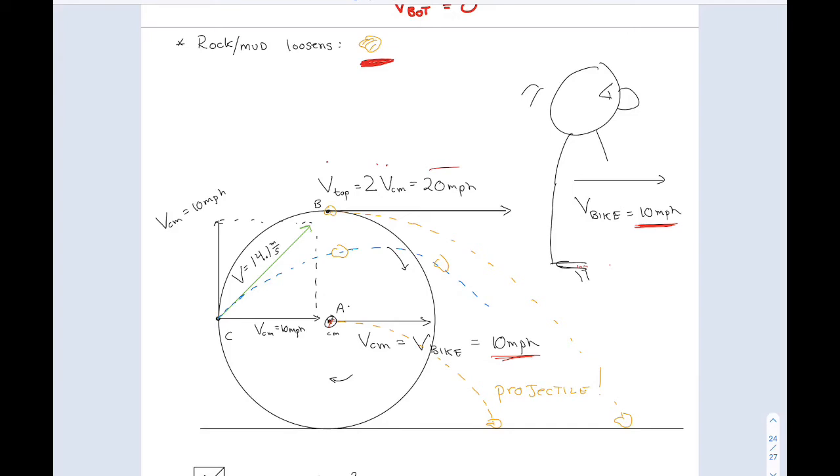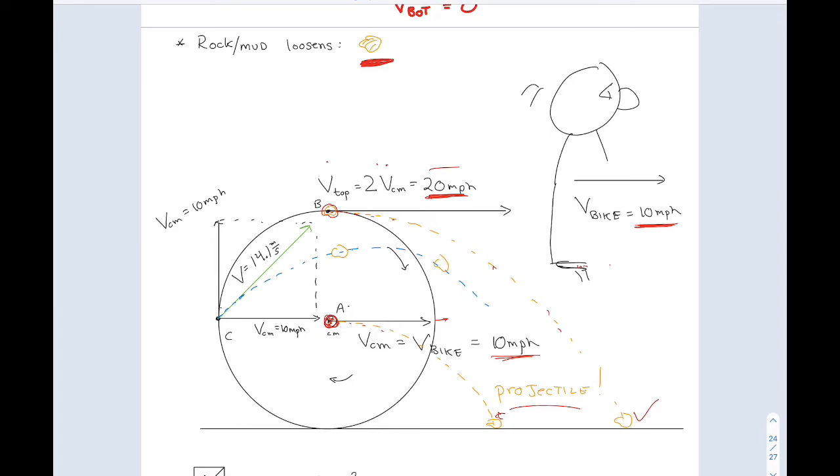If I had a chunk of mud at the axle, at the center of mass, and that mud came loose, what would be its path? Right before it came loose, it was headed to the right. So it looks like a projectile, and it would just be a parabolic path, and then hit the ground right there. Now, what if I had that same piece of mud up at the top, and it came loose at that instant? It's headed to the right with a speed of 20 miles per hour, horizontally, so it now looks like a projectile. It comes off, parabolic trajectory, hits the ground right there.